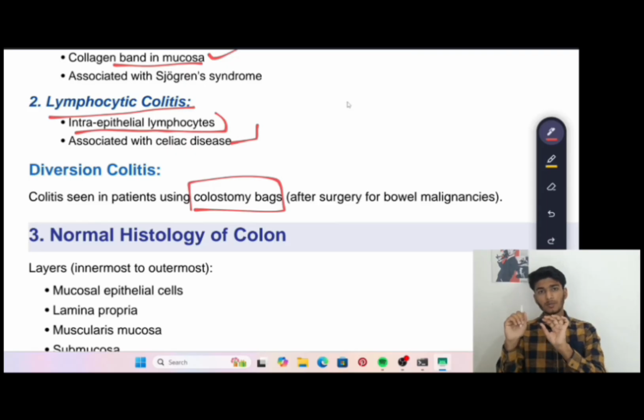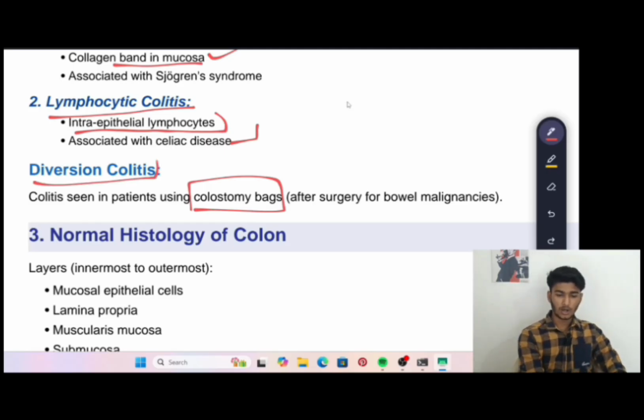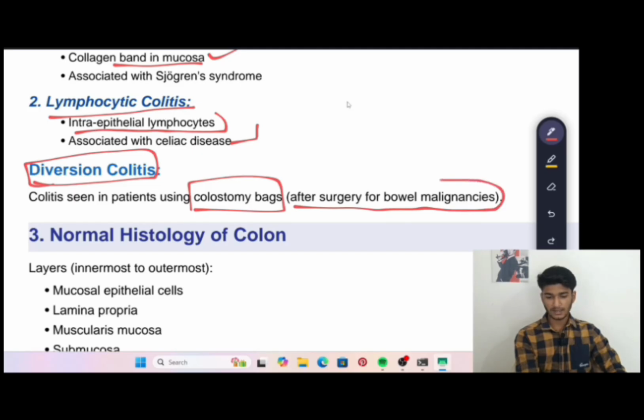We bring the proximal part, which is not affected, outside through the abdomen, and the stool that is formed will pass from there. It will be collected in a colostomy bag. So in these patients, divergent colitis is basically a common thing, seen after surgery for bowel malignancies.